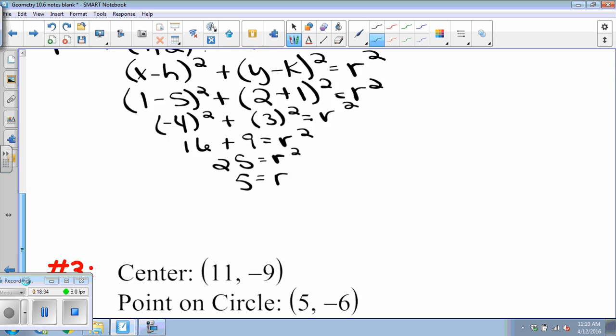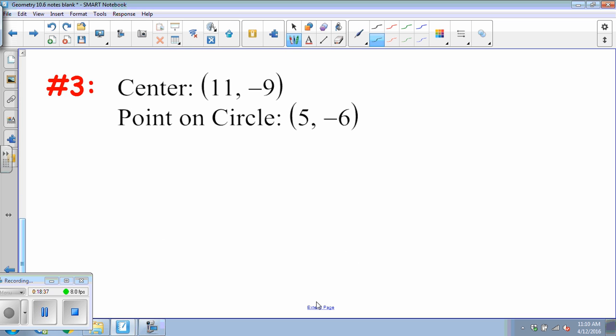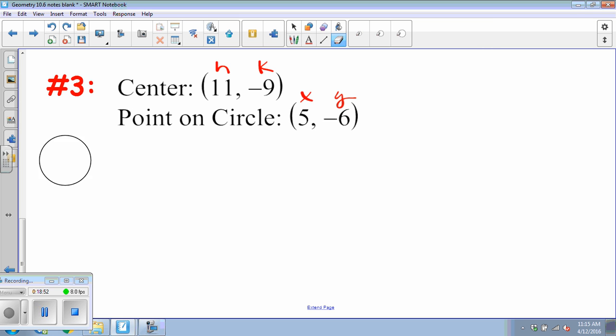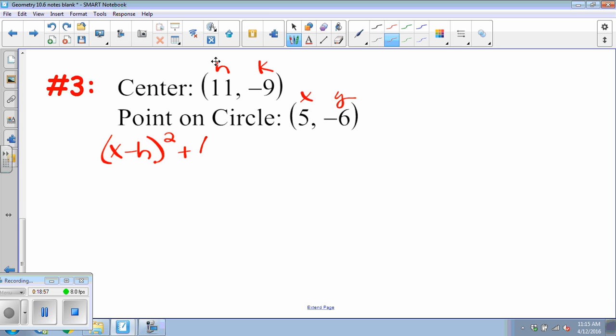Okay, so now I want you to try this one. Okay, so this is h, this is k, this is x and y. So x minus h squared plus y minus k squared equals r squared. So like I said, whether you do this method or the other one, you're still doing the same thing. You're still doing the distance formula, regardless.